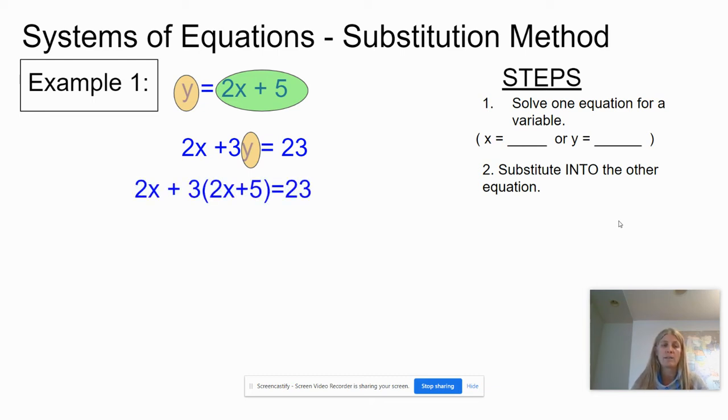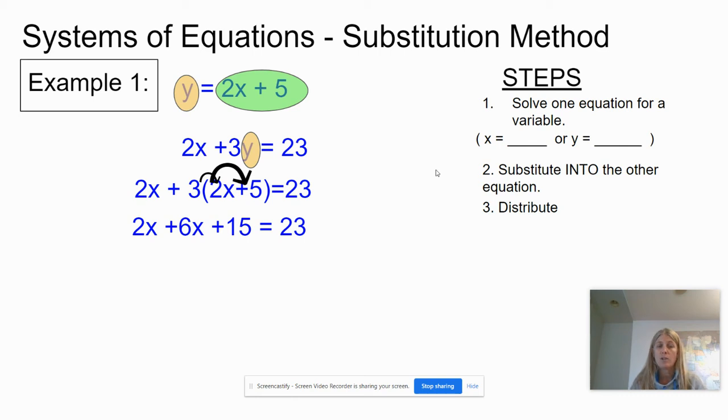So now we have 2x plus 3 times the quantity 2x plus 5 is equal to 23. All we did is, if we cover this up and put y, we still have the same equation. We're just substituting in this green blob where our y is. Now we're going to go ahead and distribute. We have a 3 outside our set of parentheses. We're going to multiply that by each item on the inside. So we have 3 times 2x, and 3 times positive 5. As we rewrite that, we get 2x, 3 times 2x is plus 6x, 3 times positive 5 is positive 15, and that is equal to 23.